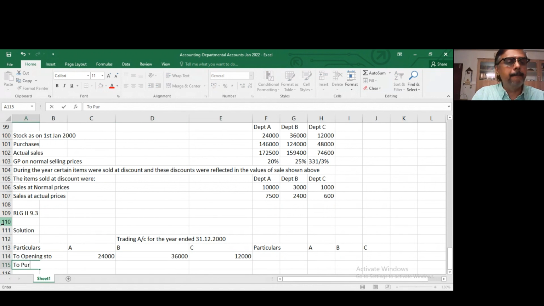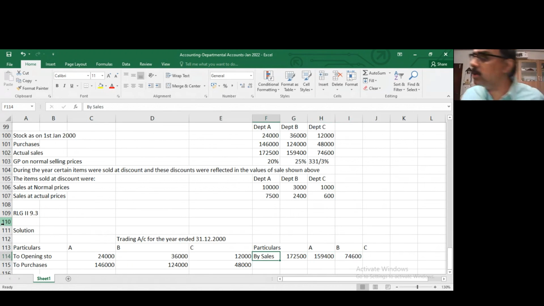For purchases, have they given the purchases figure? Yes, they have: 1,46,000, 1,24,000, and 48,000. Then comes sales. Very important, dear students: this is after a discount. So the actual sales are after discount: 1,72,500, 1,59,400, and 74,600. This is your actual sales after a discount.